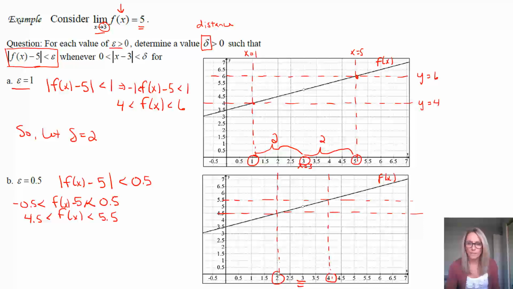And so what we see is our delta is that distance that then guarantees that we're always going to be between 4.5 and 5.5, or what I should say is 0.5 from our limit in either direction. So notice that that distance is 1. So now we can say let delta equal 1. So as long as the distance between any x value and our limit that we're approaching, 3, is less than 1, our function will always be within 0.5 of our limit.